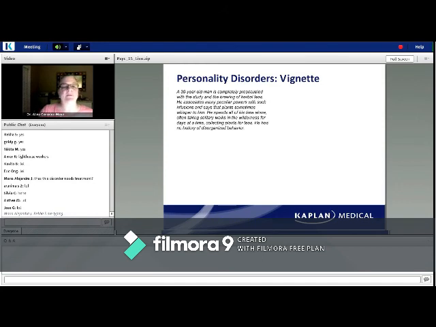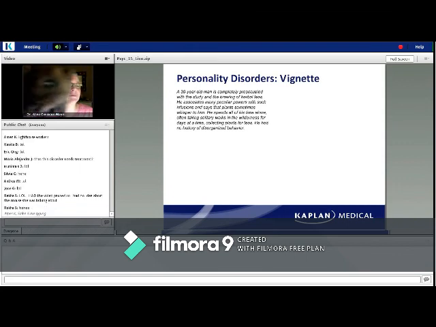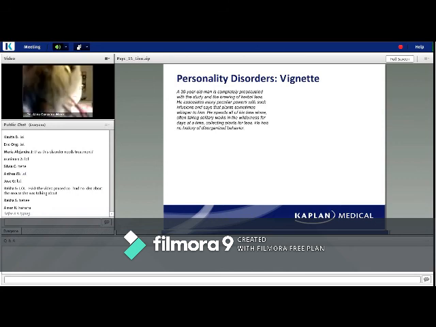Then we go to the next one. A 30-year-old man is completely preoccupied with the study and brewing of herbal teas. Looks real, right? A 30-year-old man is completely preoccupied with the study and brewing of herbal teas. He associates many peculiar powers with such infusions and says that plants sometimes whisper to him.